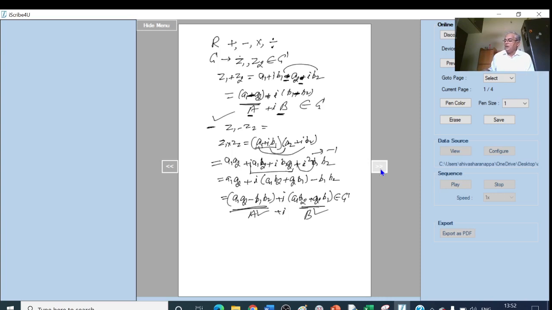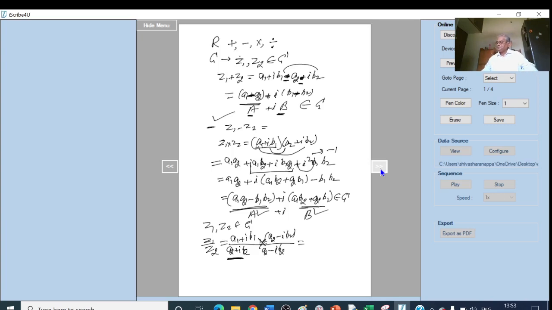And what about division? If Z1 and Z2 belong to C, then what about Z1 by Z2? Is this a complex number? Yes, this is a complex number, because here Z1 is A1 plus I into B1, Z2 is A2 plus I into B2. This is equal to, what I do here is, I will multiply and divide by the conjugate of this, that is A2 minus I into B2 divided by A2 minus I into B2.